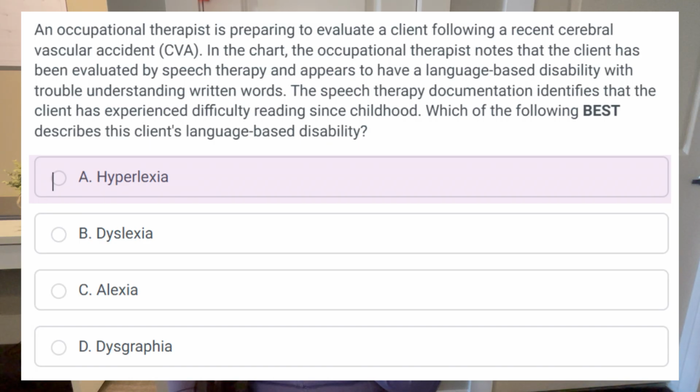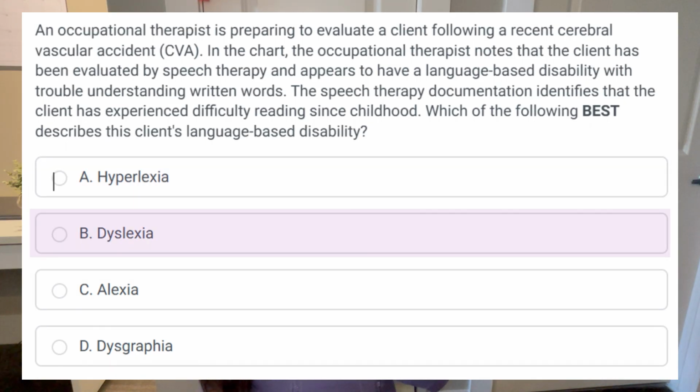So first we have option A, hyperlexia. This is not the answer because the patient has a language-based disability, or actually reading the question, it honestly sounds like they have dyslexia. They have difficulty reading. And because this is something that has been occurring since childhood, I don't think it's something that's occurred because of the CVA. This is just something that they found out during it. So I don't think it's hyperlexia because hyperlexia is the opposite of dyslexia. So hyperlexia is where you have, I think, incredible reading speed or something like that. So yeah, that's not the answer. Next we have option B, dyslexia. Boom boom boom. I think that's the answer.